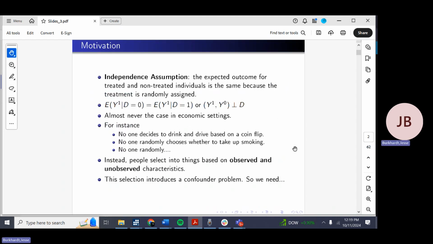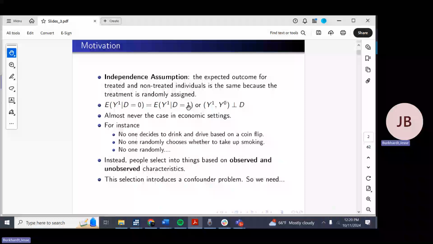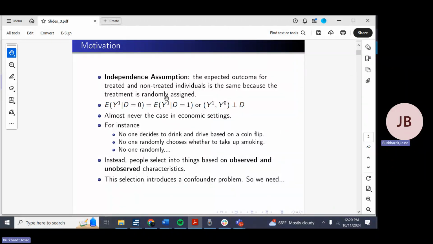First thing we need to talk about is the independence assumption, something we defined last week. The independence assumption is essentially that the expected outcome for treated and non-treated individuals is the same because the treatment is randomly assigned. In math, that's the expected value of Y1 equals the expected value of Y0, conditional on treatment assignment. Remember, one of these is observed, the other is unobserved. We can also write that as the outcomes are independent of treatment.